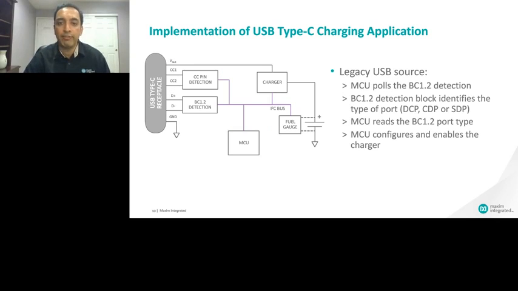Then finally, if you have a legacy USB source with BC 1.2 detection. In this case, the operation is somewhat similar. You do need the BC 1.2 detection block. And so the MCU polls the BC 1.2 detection block for the type of source that's detected. The cable is connected. The block identifies the source capability and the port type, and then sends that back to the MCU. And once the MCU receives that message, it then configures and enables the charger for charging.